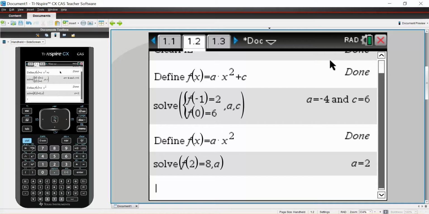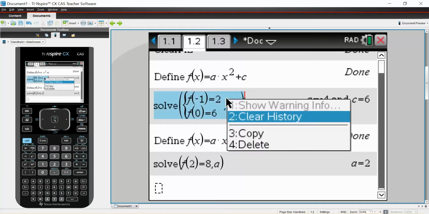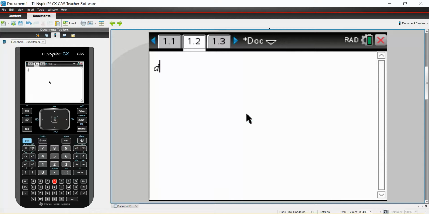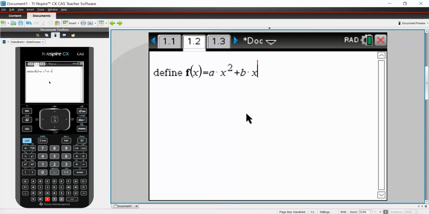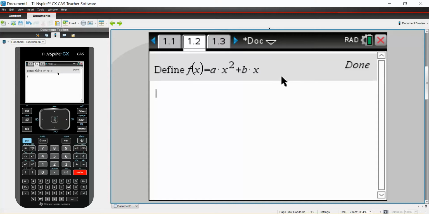Right? So I'm going to just clear this out. So right click it, clear history. I'm going to do the same thing again. Define f of x equals, and in my case here it is a times x squared plus b times x. Again, importantly, between b and x you have to have the times, otherwise it's not going to work.